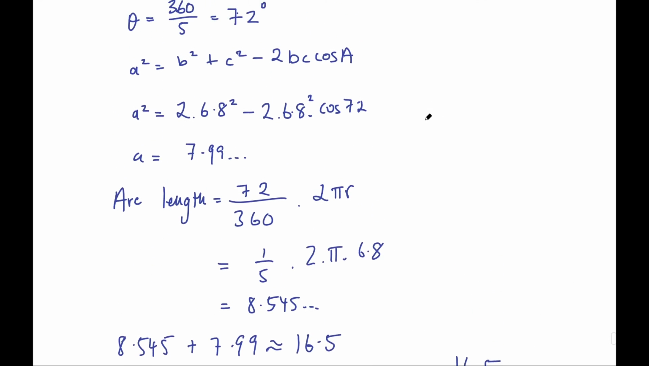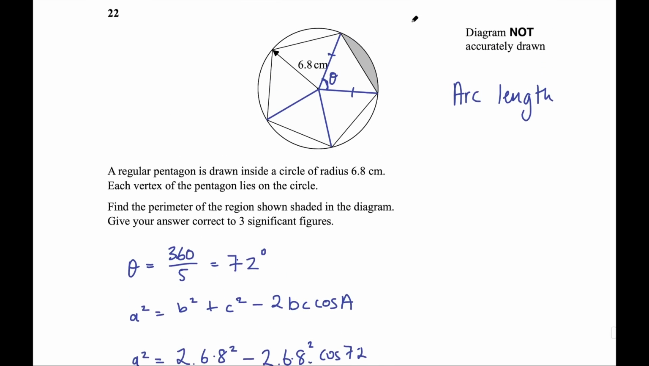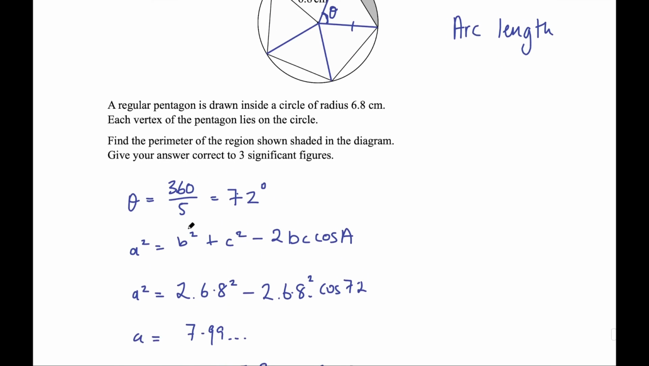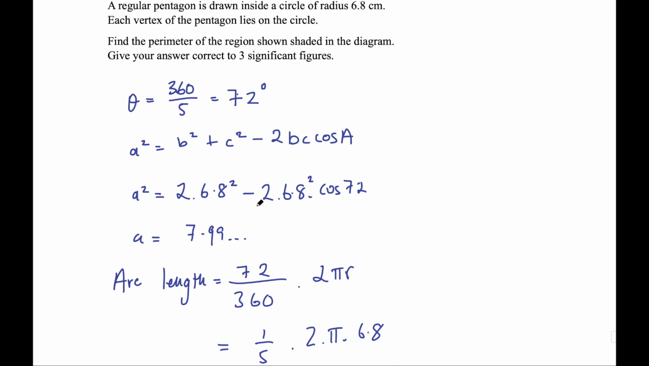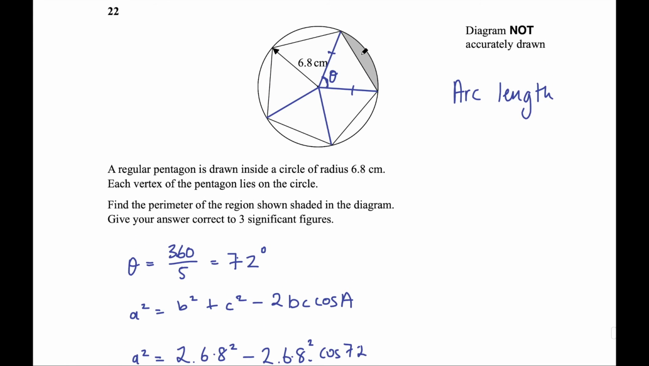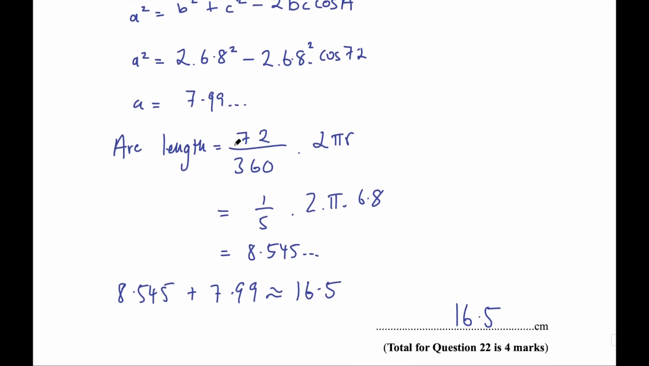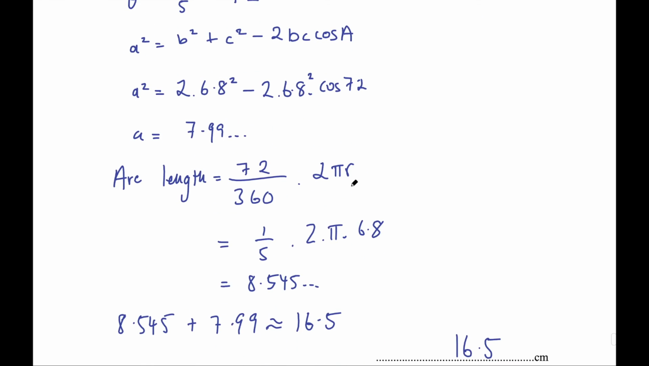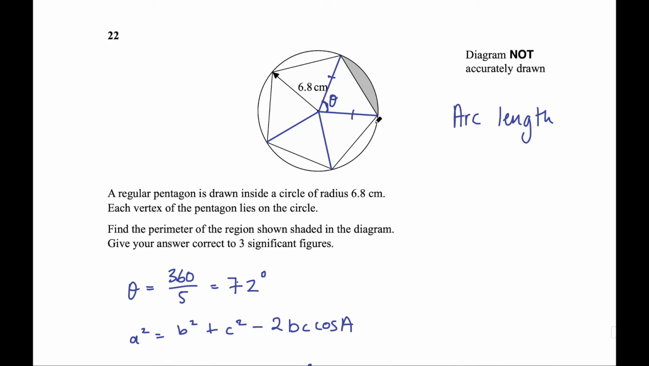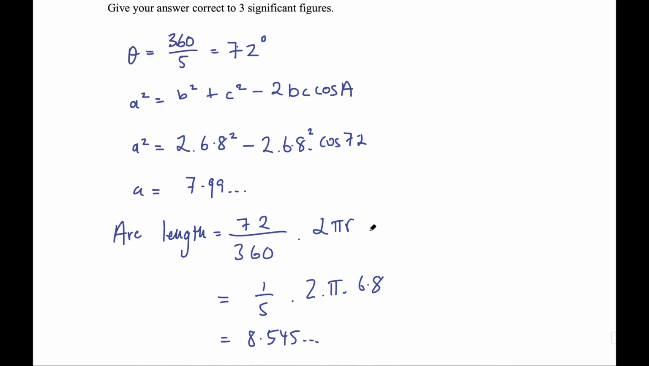Just another quick look at the working out. So you had to work out the length of that triangle side. I used the cosine law, but you could have used the law of sines or something else, and then you needed to use the arc length formula to work out the length of that arc of that shaded region.